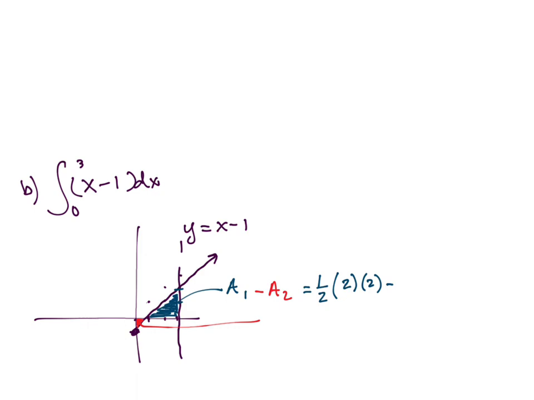Minus, what's the area of the little red triangle? Half its base, which is 1, times its height, which is also 1. I think my first halves cancel. Half and 2. So I'm left with 2 minus a half, 3 halves, 1.5. So the integral from 0 to 3 of x minus 1 is 3 halves.